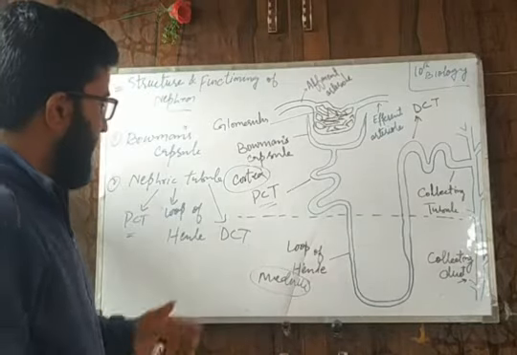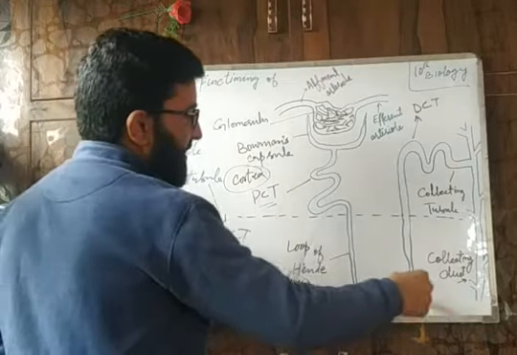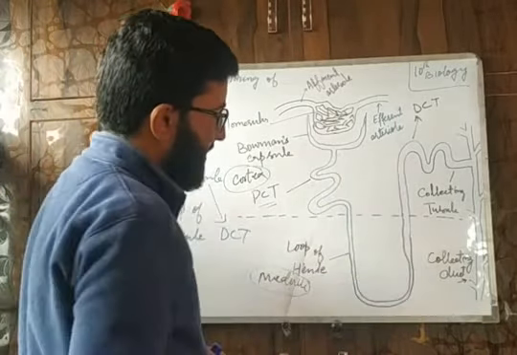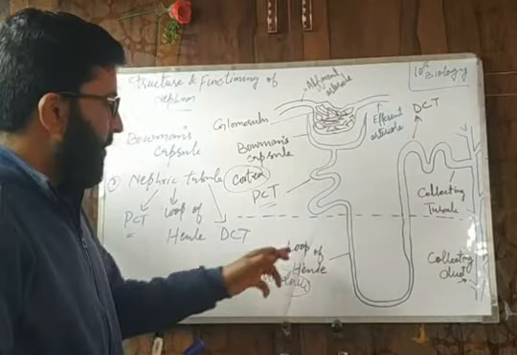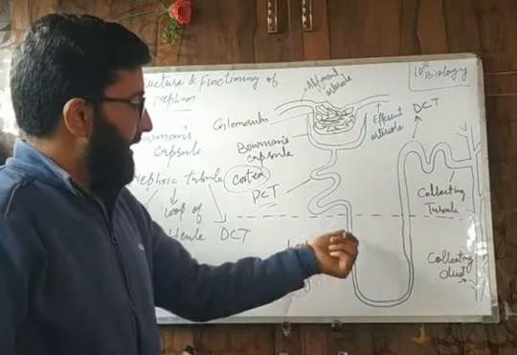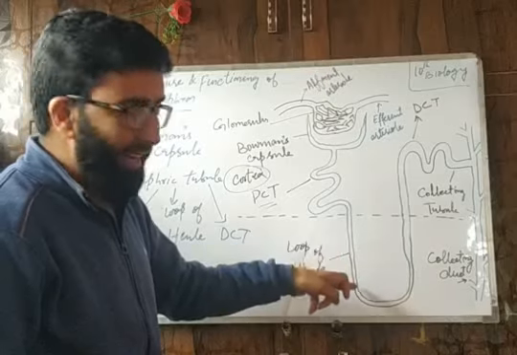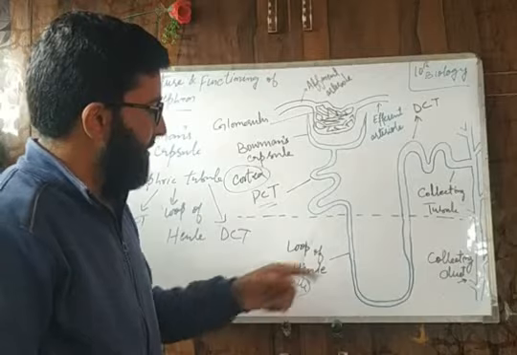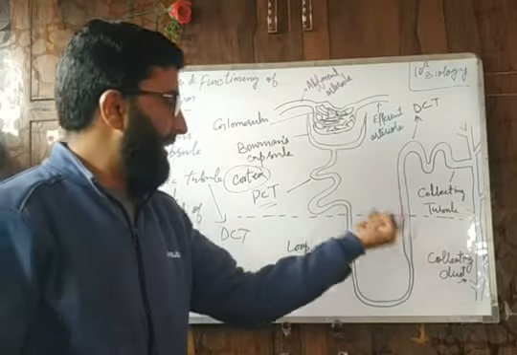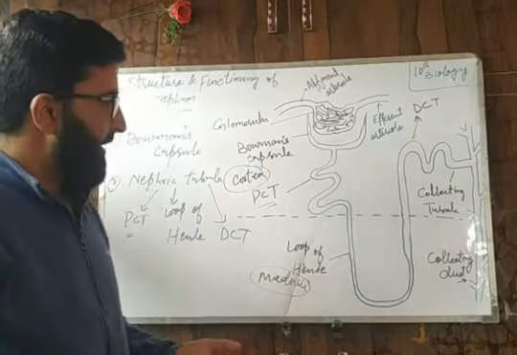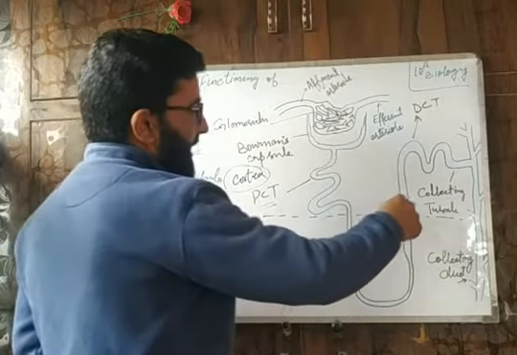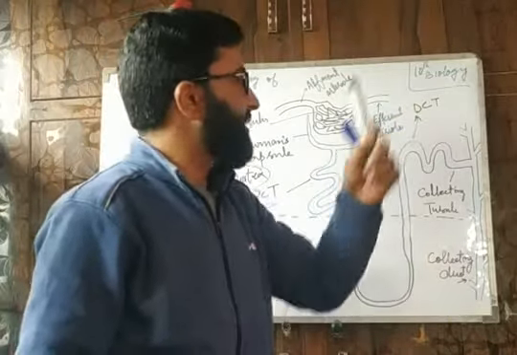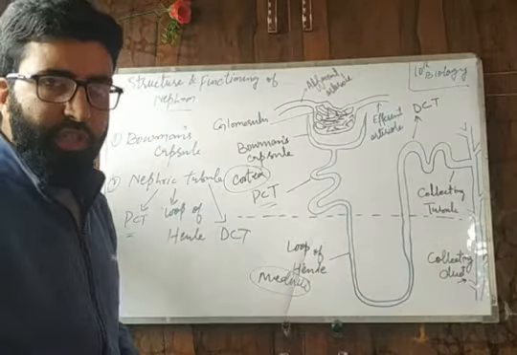After that, there is a U-shaped structure that continues from the PCT. This U-shaped tube is called the loop of Henle, and this limb is called the descending limb, and this is called the ascending limb. The descending limb is thin-walled, and the ascending limb is thick-walled. After that, there is another coiled part which is called the DCT, the distal convoluted tubule.